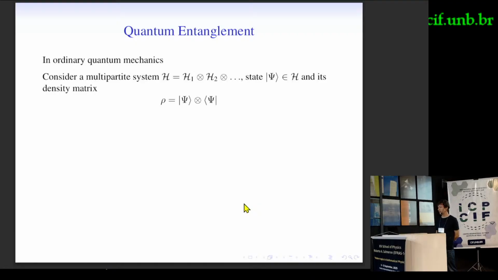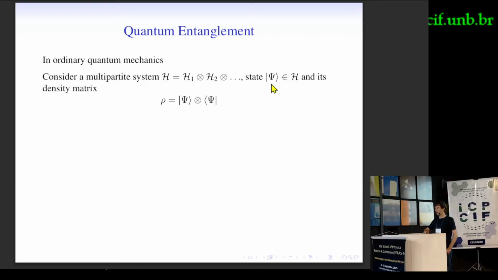Okay, so now I go to the next topic, which is quantum entanglement, and I will use these definitions to explain what quantum entanglement is and discuss its properties. So just a quick, very basic reminder about quantum entanglement. If you look at the multipartite system, which means you have a system with the tensor products of Hilbert spaces, and you have a state in such a Hilbert space, then if it's a pure state, right?